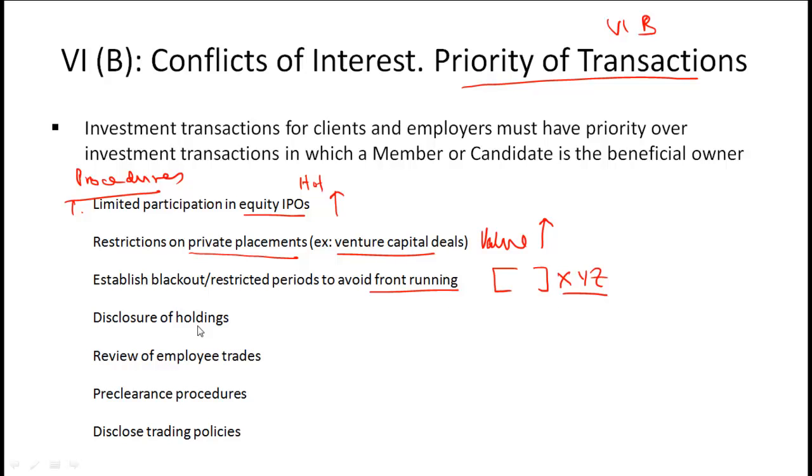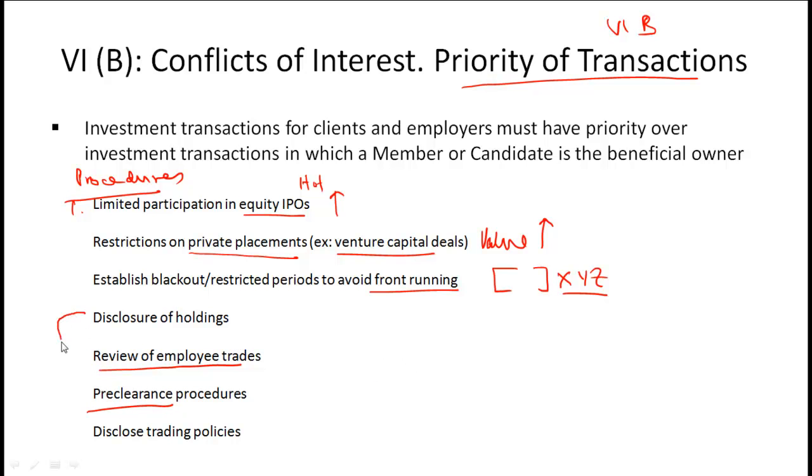Ideally, there should be a disclosure of holdings. So your firm needs to ensure that employees disclose holdings of any shares or any companies in which the firm has dealings. This can help identify potential conflicts of interest. And then beyond that, it's important to review employee trades. This way, if employees know that their trades are being reviewed, then there is a disincentive to do any form of front running or to benefit at the expense of the client or to benefit through client transactions.